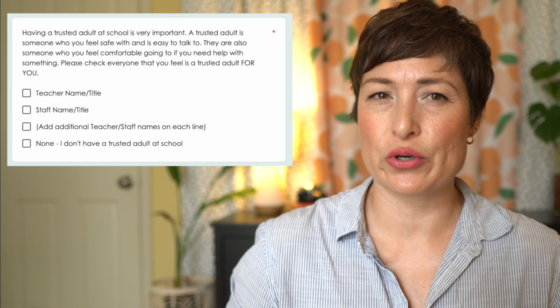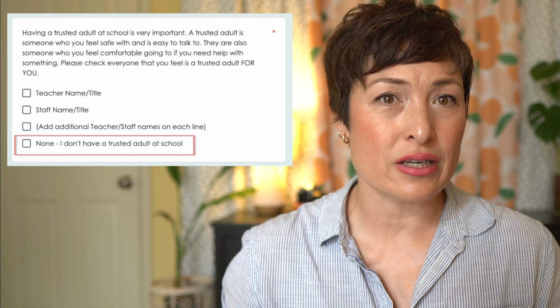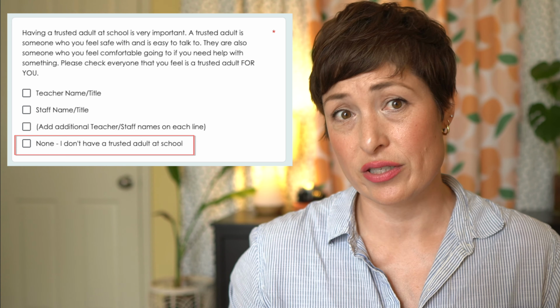It's also really important to include this last option: none, I don't have a trusted adult at school. Because in theory, each kid should feel like they can pick at least 3 people off of your list. So if a kid chooses that last option, they need to be your first priority. This is a kid that you're going to want to meet with right away so that you can find the best people to support them. It may also be helpful to bring in your administration and counseling staff.